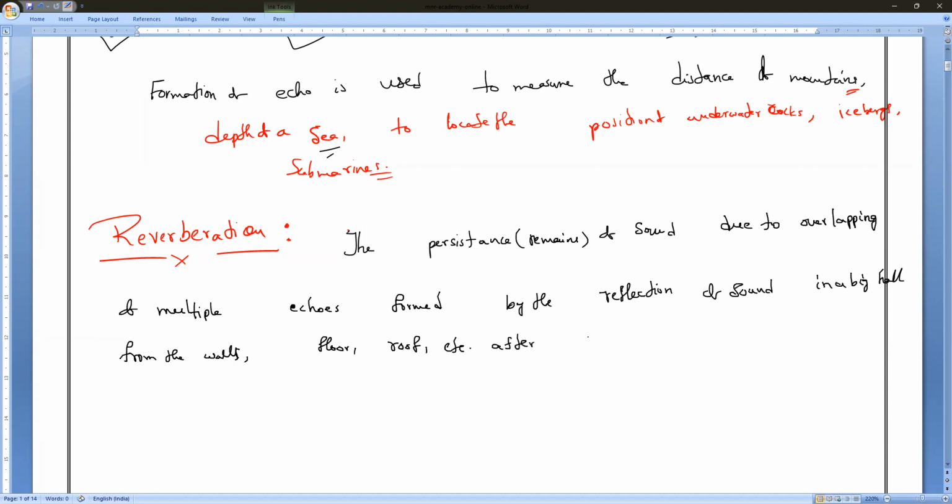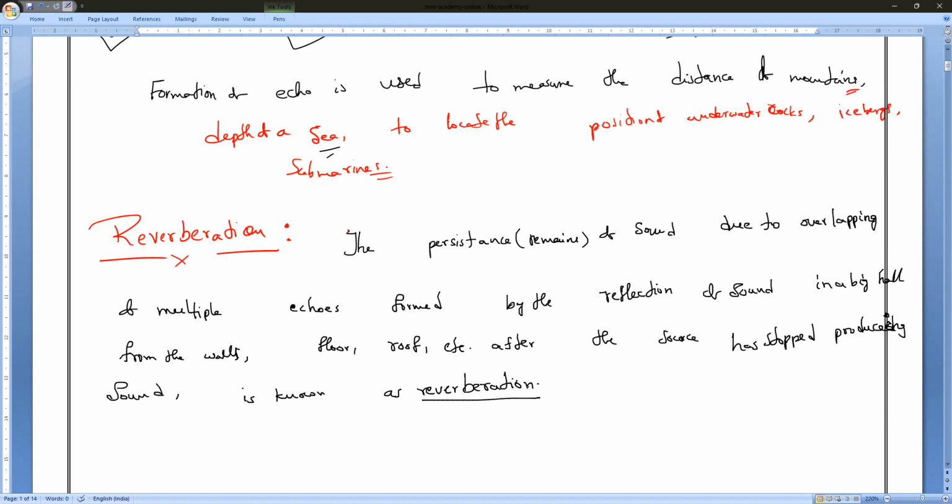After the source has stopped producing sound, all these things will still happen. Once the source has produced the sound, it will keep on coming from some part of the hall. That is a concept we call reverberation.